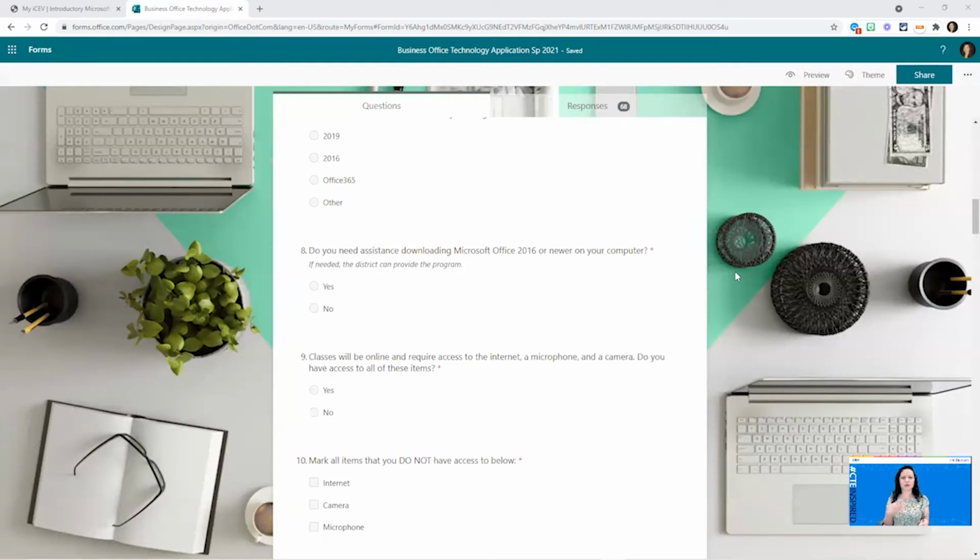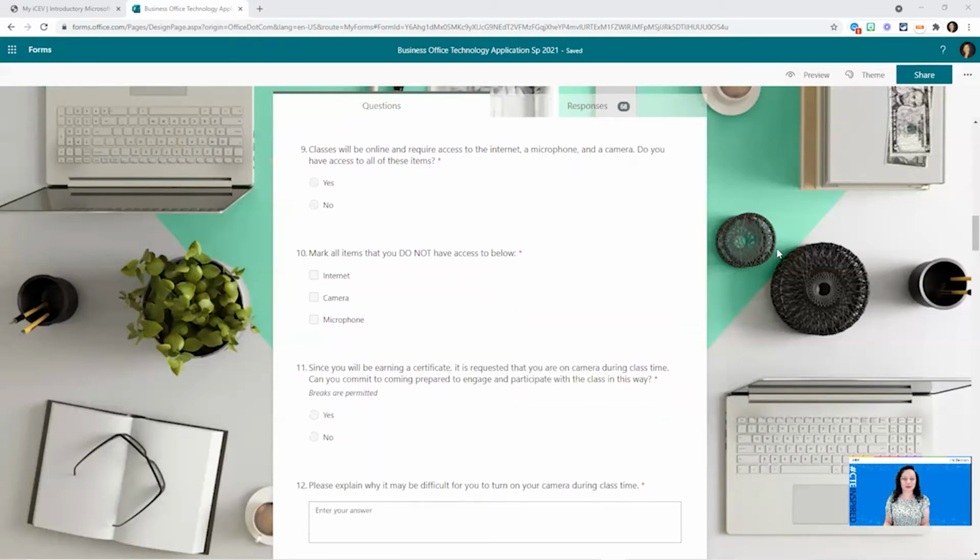So think through your class and think through, what would you need your students to have in order for them to be successful in your class? And you can either provide those things for them, offer for the school to provide those things for them, or make it aware to them that they are going to need those things for them to be able to do your class.